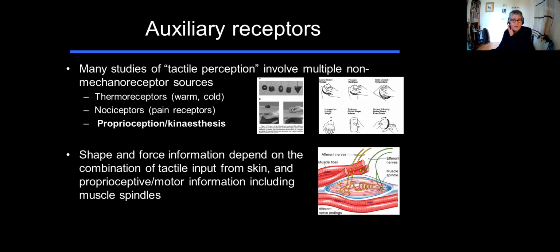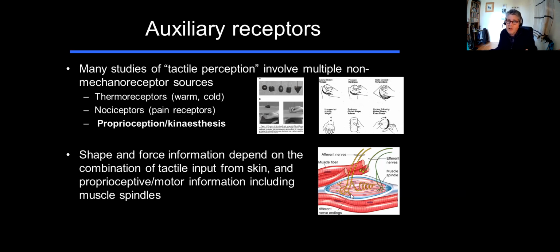And this is the classic work by Lederman and Klatzky, where you're haptically identifying different objects by playing them with your hands. So the point is that shape and force information in tactile perception depend on a combination of tactile inputs from the skin, that's what we talked about before, cutaneous mechanoreception, and proprioceptive and motor information, including motor information from muscle spindles.